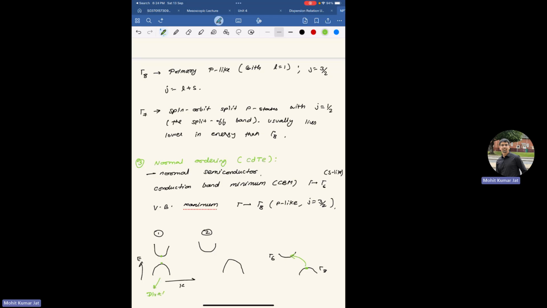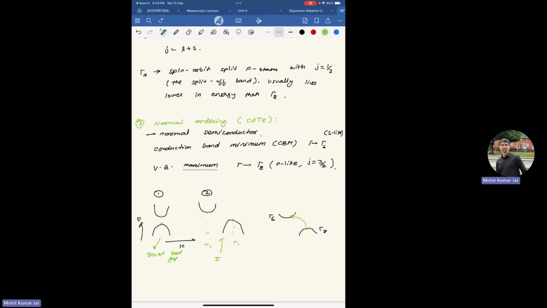Here the conduction band minimum and the valence band maximum lie at different k values. This will be at k1 and this will be at k2. This is known as an indirect band gap. For a direct band gap, the optical transitions are allowed. For an indirect band gap, there are dissipations. Now, this is about cadmium telluride.